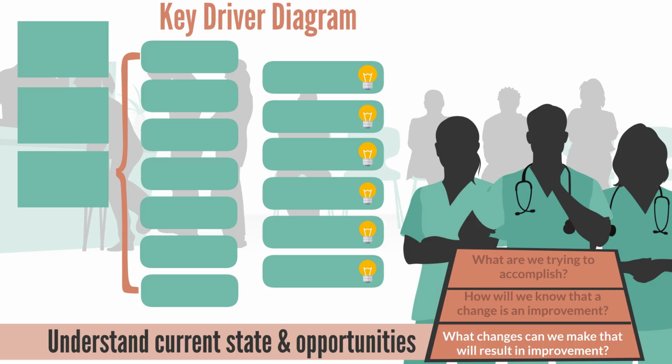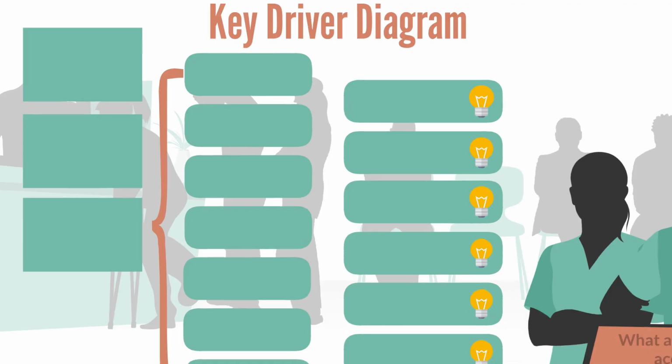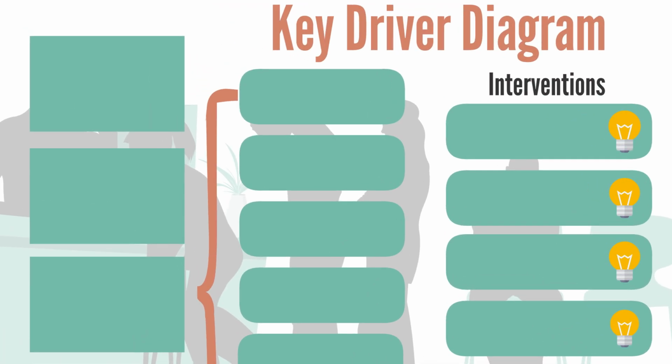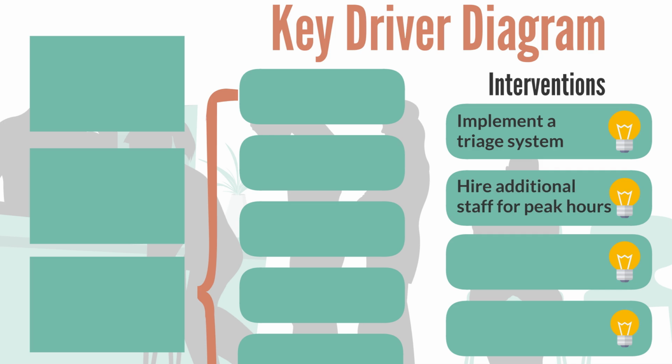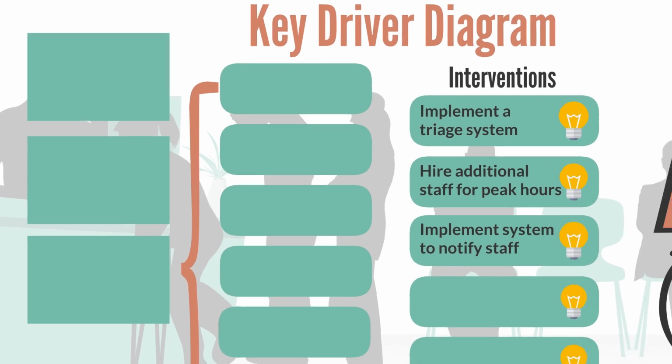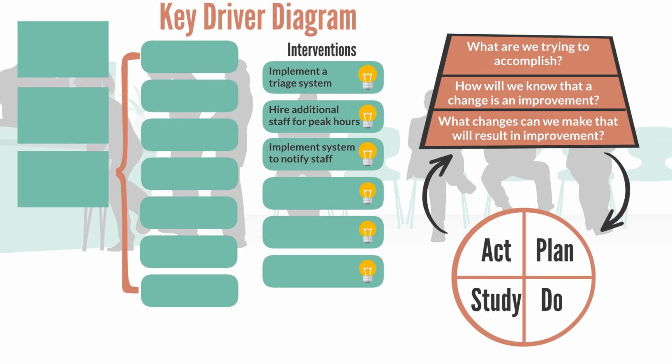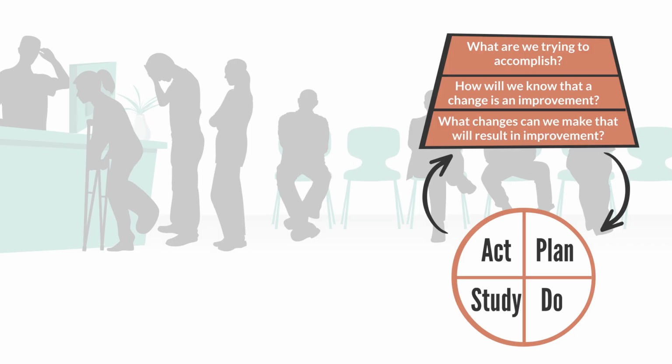For example, perhaps your team has identified the following change strategies or interventions you would like to try. Implementing a triage system to prioritize patients based on the severity of their condition. Hiring additional staff or reallocating existing staff during peak hours. Implementing a system to notify staff of wait times and delays, enabling them to inform and manage patient expectations. With these ideas, your team is ready to start testing possible solutions with PDSA cycles. In the next video, we will explore each step of the cycle as it applies to our example of reducing wait times.